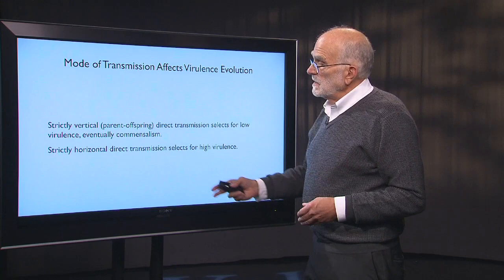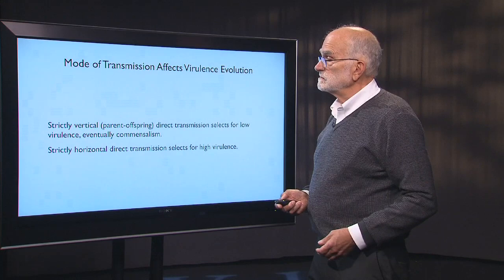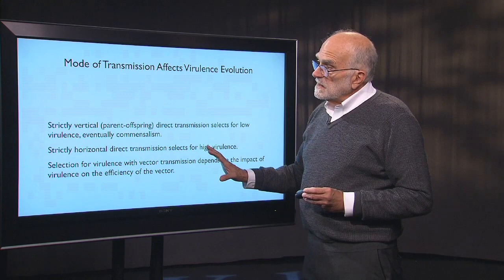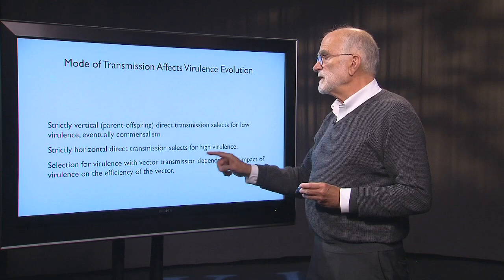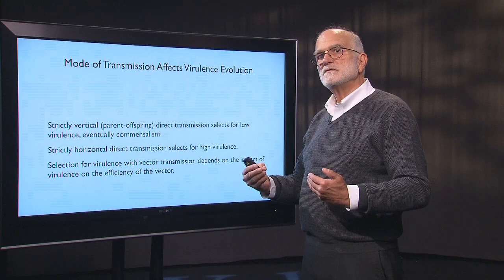Strictly horizontal direct transmission selects for high virulence. Now, the thing that would break that would simply be the virulence transmission trade-off. And if there is a vector involved, a mosquito, a tick, or something like that, then the impact of the vector's presence depends on the efficiency with which the vector transmits the disease given different virulences. And in fact, in this case, the disease is evolving both with the vector and with the host that we're focused on, the patient.